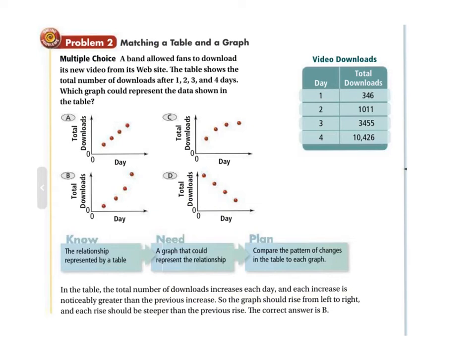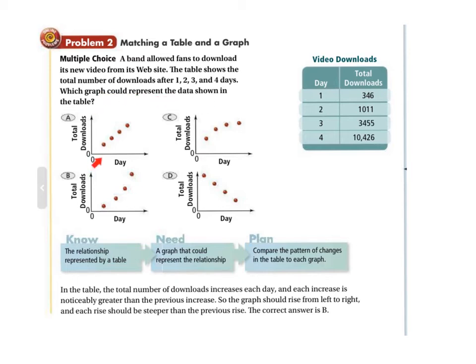Alrighty, matching a table and a graph. Now we've talked about, or you're going to talk about soon enough, discrete graphs and that sort of thing. I forgot to shoot this video before I shot the other one, so luckily I realized at the last second. But anyway, we'll talk about the discrete graph thing later. It says a band allows fans to download its new video from its website. The table shows the total number of downloads after 1, 2, 3, and 4 days. Which graph could represent the data shown in the table?